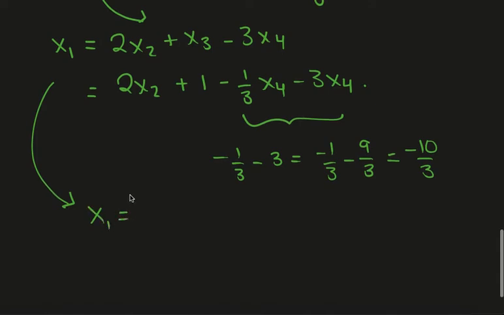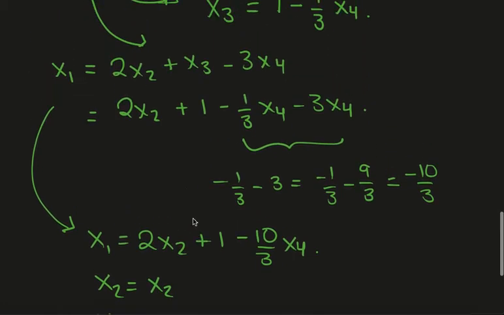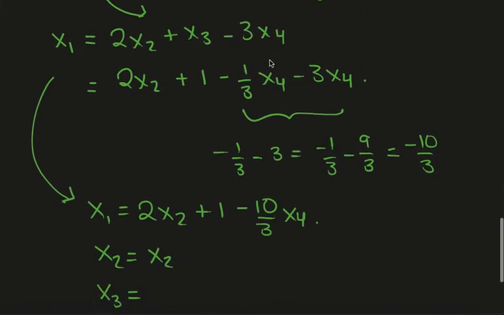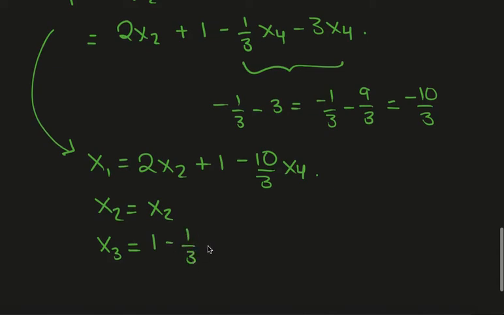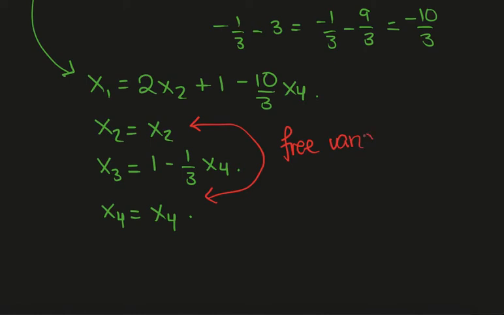So we see that x1 is 2x2 plus 1 minus 10 on 3 x4. We see that x2 has no constraints, so x2 equals x2. x3 we've already determined was 1 minus 1/3 x4. And x4 doesn't have any conditions on it. So if there are no conditions on a variable, recall that these variables are called free variables.